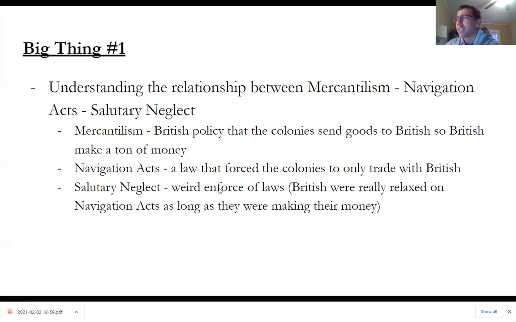Salutary neglect was basically they were relaxed on these Navigation Acts. So if they did sell a little bit to the Spanish or to the French, then the British wouldn't enforce it too hard unless it was just absolutely egregious. So therefore, this Navigation Act was on the books, but it wasn't fully followed because of salutary neglect. So those two things were kind of working against each other.